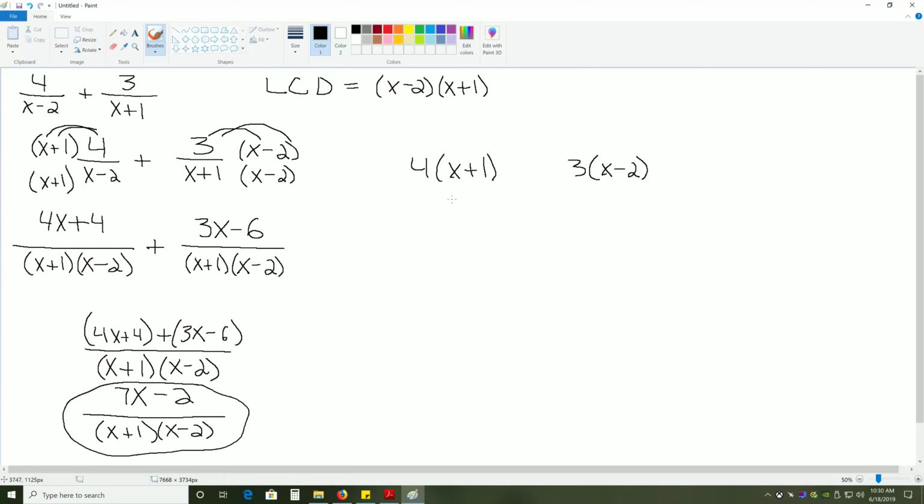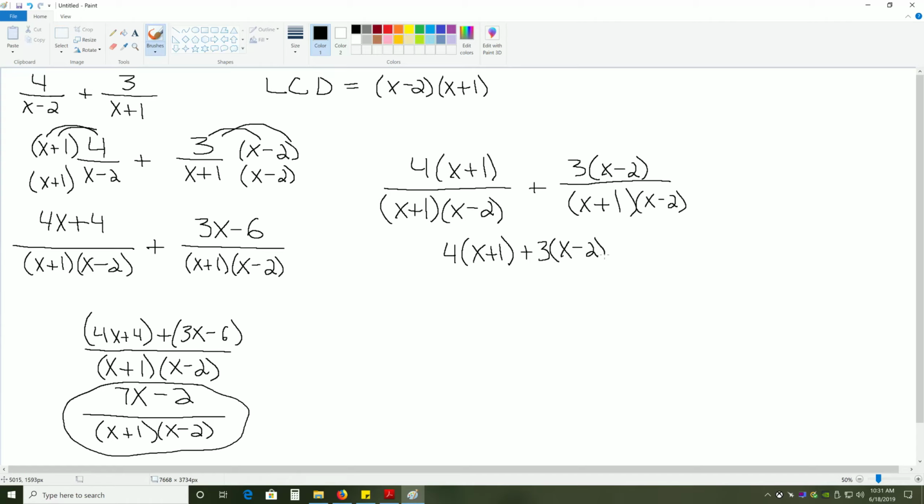Moving back over here, I just want to quickly show how we would have approached this if we hadn't distributed each of those terms. So we would have been left with 4 times x plus 1 over x plus 1 times x minus 2 plus 3 times x minus 2 over x plus 1 times x minus 2. And now that we have the same common denominator again, we can add our top values together, which gives us 4 times x plus 1 plus 3 times x minus 2 all over x plus 1 times x minus 2.